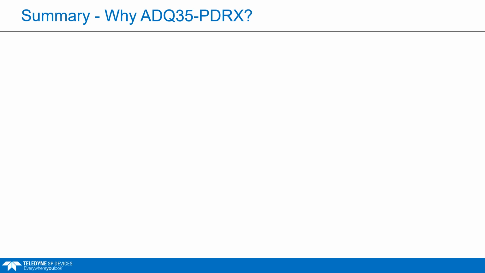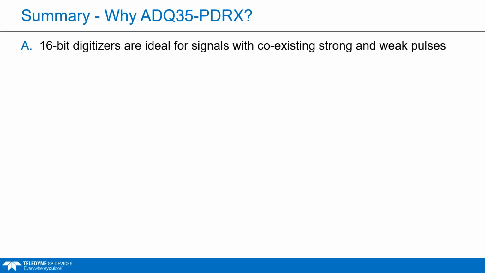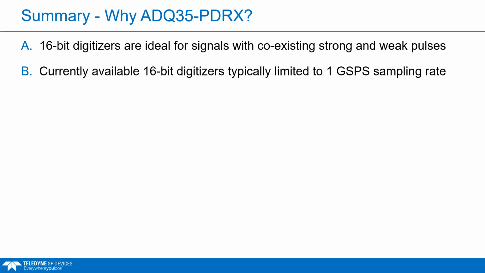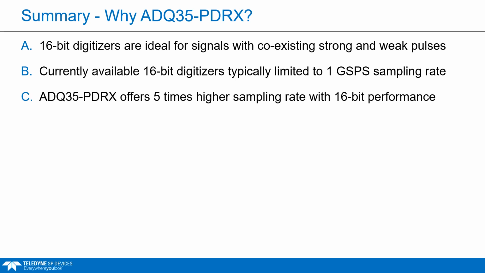So, to summarize what we have learned today: A. 16 bits digitizers are ideal for signals with coexisting strong and weak pulses. However, B. currently available 16 bits digitizers are typically limited to 1 gigasample per second sampling rate. Whereas, C. ADQ35 PDRX offers 5 times higher sampling rate with 16 bits performance.